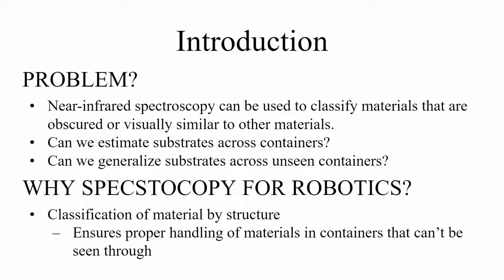Some questions we want to answer throughout this paper are: can near-infrared spectroscopy be used to classify materials that are obscured or visually similar to other materials? Can we estimate substrates across containers? Or can we generalize to substrates in a container we haven't seen before? This can prevent many visual issues robots face when given identical objects or are in a crowded situation, such as a fridge, or the situation where a robot is given 2 glasses with cow's milk and almond milk.